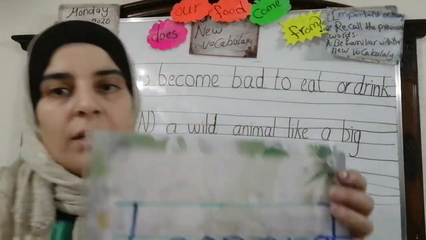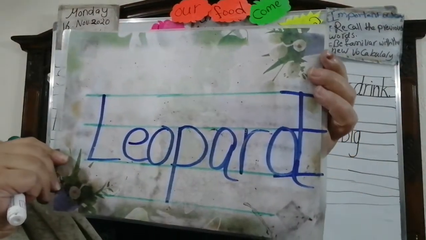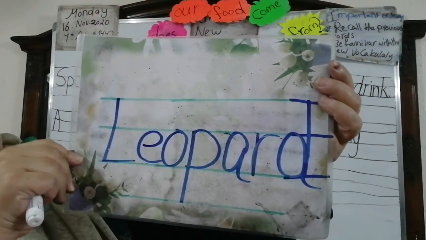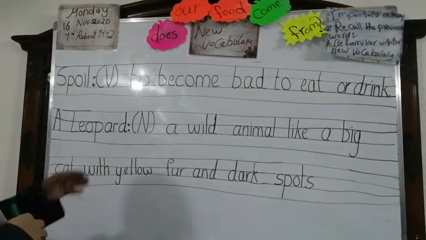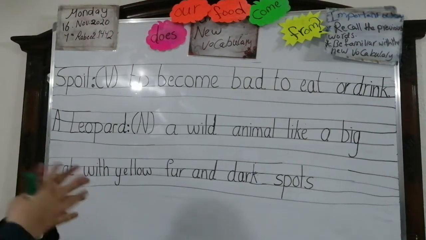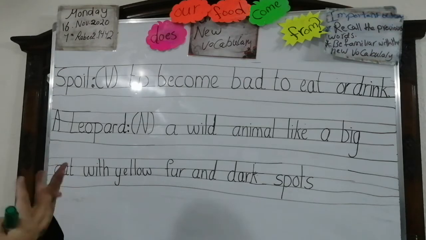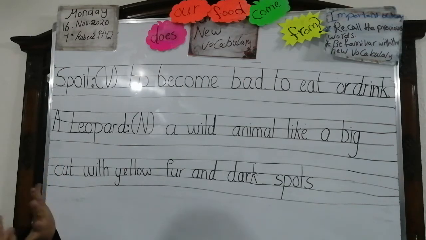Look at this one. Leopard. Okay? Now look at the board. Leopard, what is it? Yes, a noun, a wild animal, like a big cat with yellow fur and dark spots.